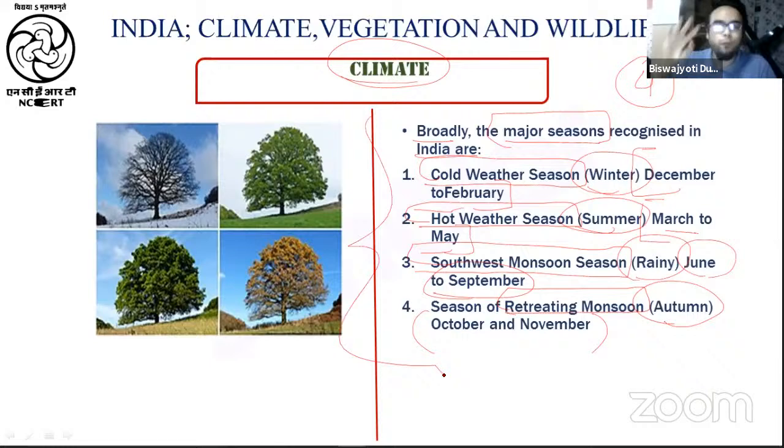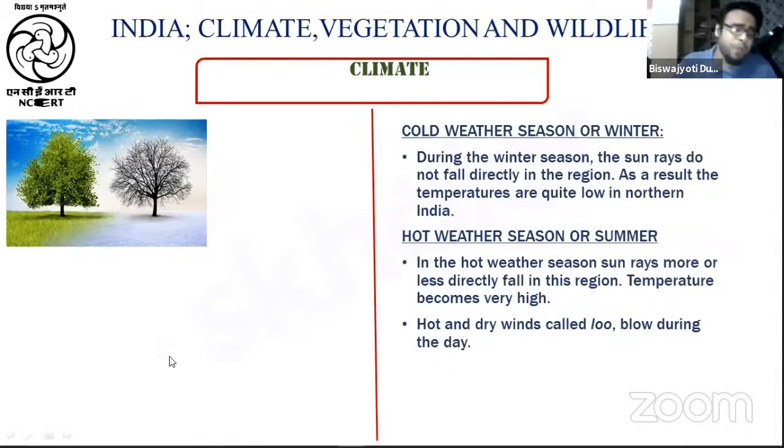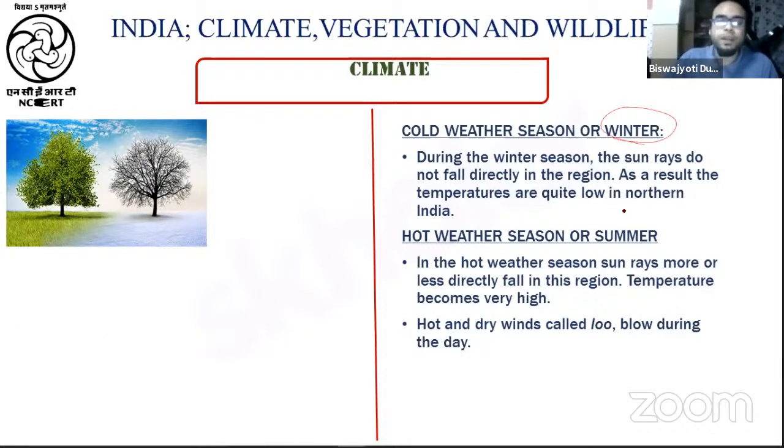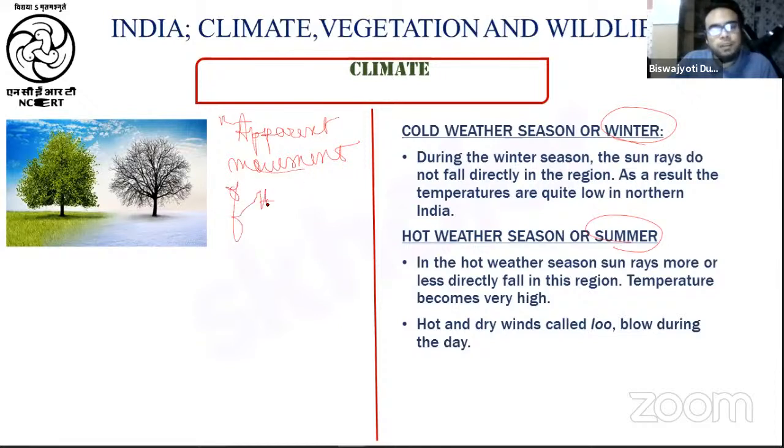So broadly, we have 4 different seasons, right? So now let us talk about these seasons one by one. So first we will talk about your winter, then we will talk about summer, then we will talk about rainy, and then we will talk about your autumn season, right? But before we proceed to understand the characteristics which are found in your respective climates, we have to understand the concept which is called the apparent movement of the sun. Now, this topic was already explained to me in chapter number 4 or 5 of class 6 NCERT.